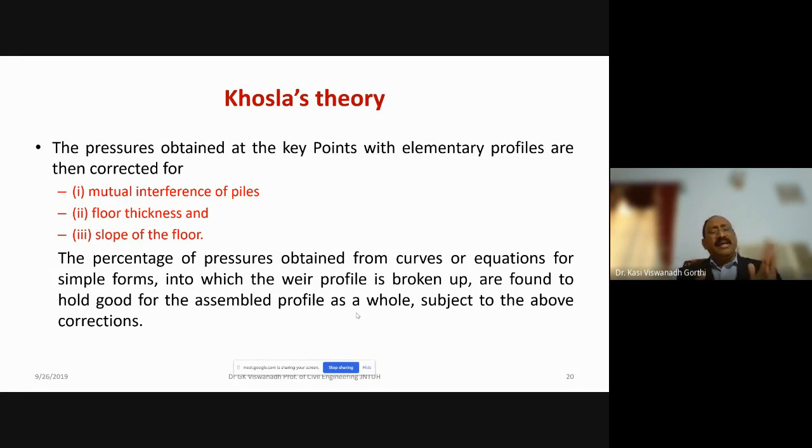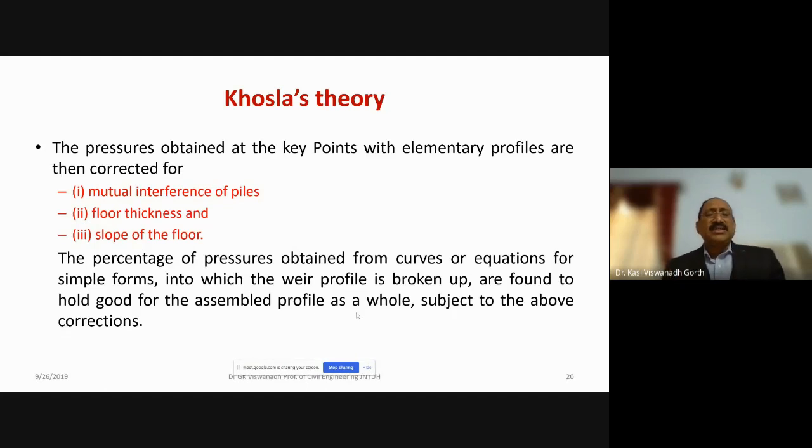For example, you have two pile lines which are provided at the upstream side and at the intermediate point. So the upstream pile will have an effect on the intermediate pile. Similarly, the intermediate pile will have an effect on the upstream pile as well as on the downstream pile. So this is the mutual interference of the piles.